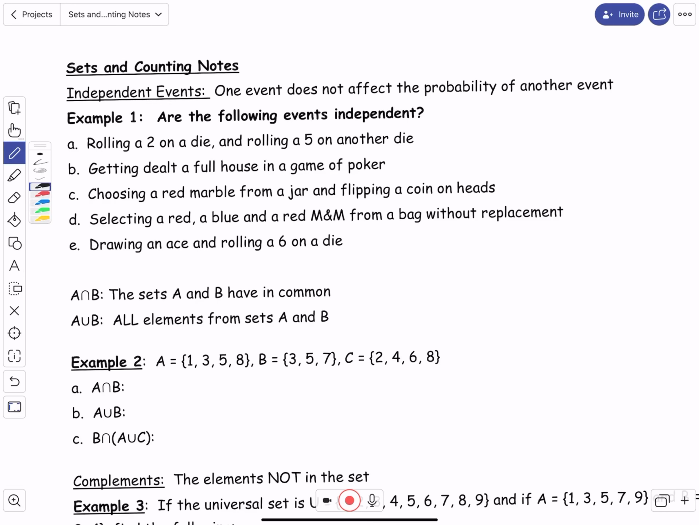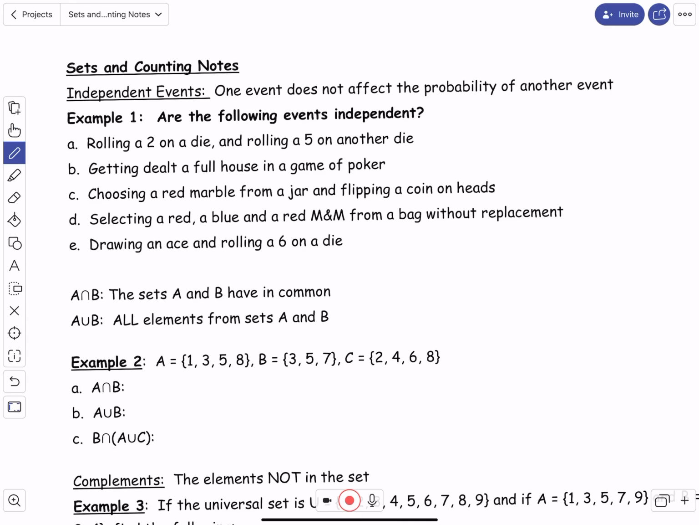Sets and counting. So the first section in this unit is just going to be talking about some notation and whether or not events are going to be independent or dependent. So in our first example, we're going to talk about independent and dependent, so whether one event would affect the other.